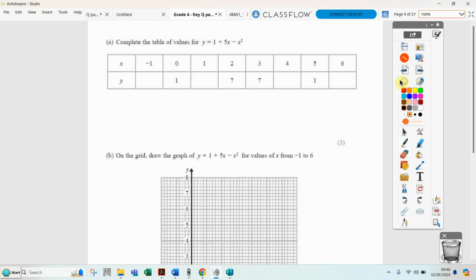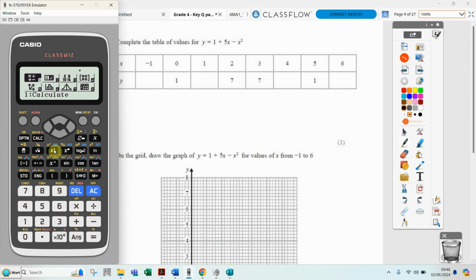Next. Okay, complete the table of values for this. So on whatever calculator you have, go to the table mode, whichever option it is. It's different on different calculators, and we type this in: 1 plus 5x minus x squared. If it comes up with g(x), you just ignore it by pressing equals. There'll be a start and an end and a step. The start is where the table starts, at -1. It ends where the table ends, at 6, and the step is 1 if it's going up in ones. Okay, so let's copy these values. For -1, it should be -5.